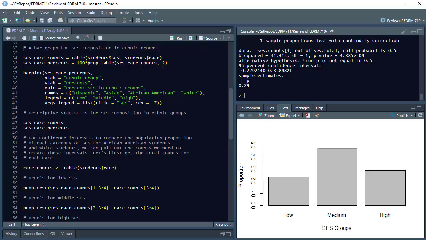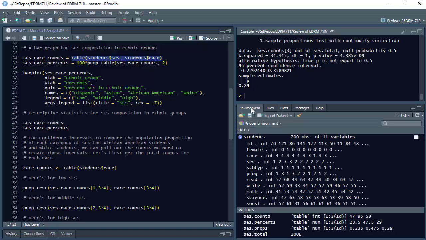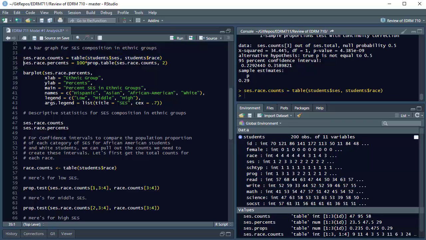So just like with a single proportion, I'm going to start with the table command. The difference is, as you'll notice, I now have two variables in here. I have SES and I have race. So those are two categorical variables in my data. So I'm going to run this, and let's go ahead and look at it.